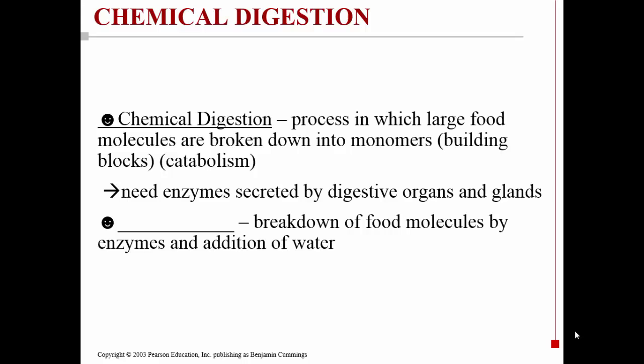So chemical digestion is basically a process in which large food molecules are broken down into their building blocks. When chemicals are broken down into their building blocks, it's a process called catabolism. And of course you need enzymes to do this, which are produced by the digestive organs and glands.